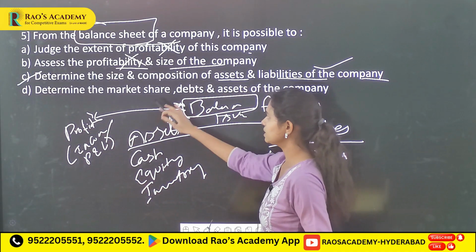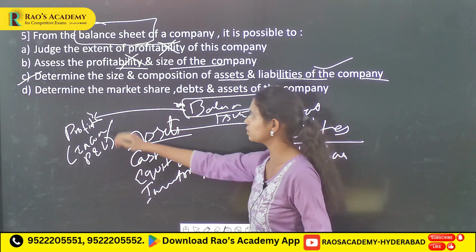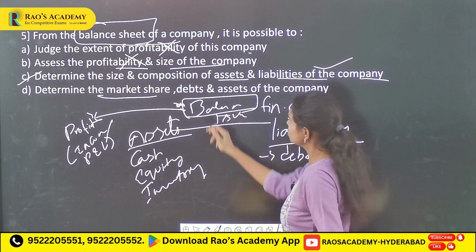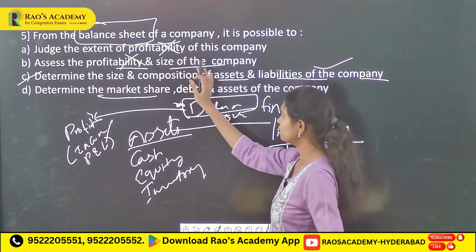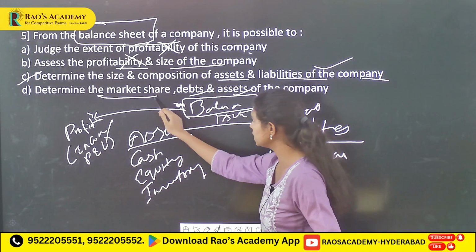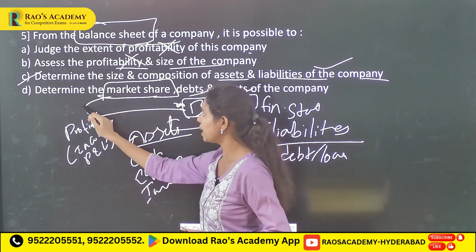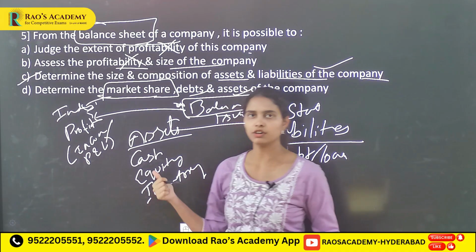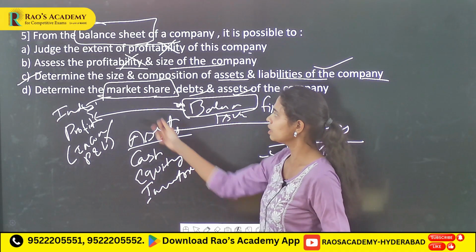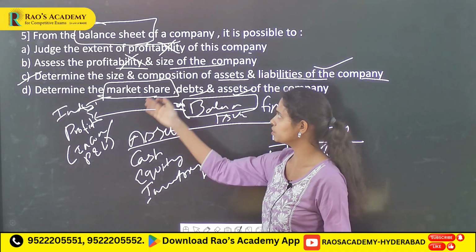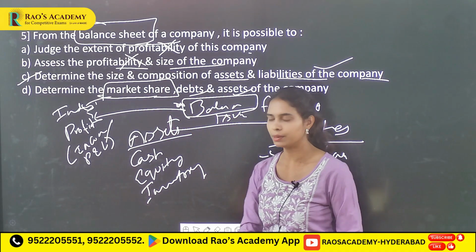And let's analyze the last one being determine the market share, debts, assets of the company. So here obviously the balance sheet of a company will assess the debts as well as the assets of the company, but here if you see, the market share will be determined through that of industrial analysis but not through that of the balance sheet. In that context, D is going to be an incorrect one. Here the correct answer is option C with regard to the balance sheet of a company.